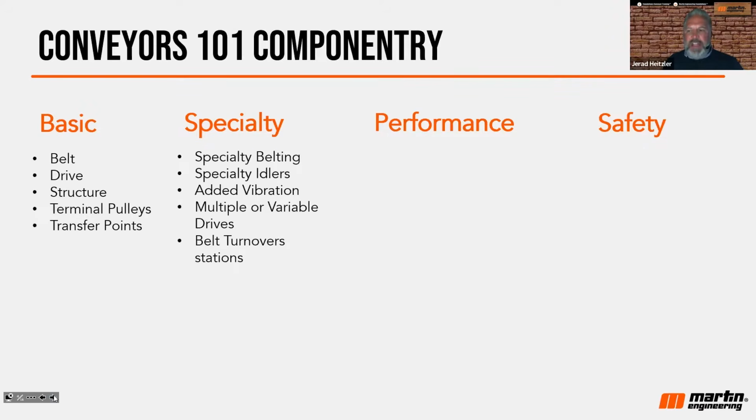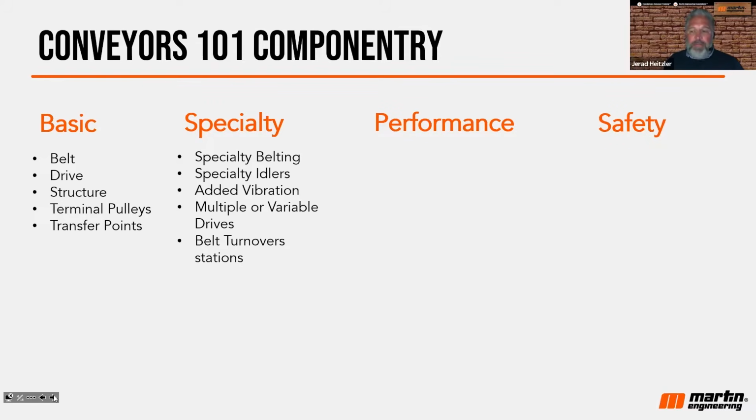Okay, some specialty componentry out there that you'll see that we're probably not going to have time to get into a whole lot today, but there's lots and lots of specialty belting. There's lots of specialty idlers. I'm going to talk a couple of minutes about some examples of specialty idlers. In some cases, you might need added vibration to keep material from hanging up on a bin or a hopper to help promote material flow.